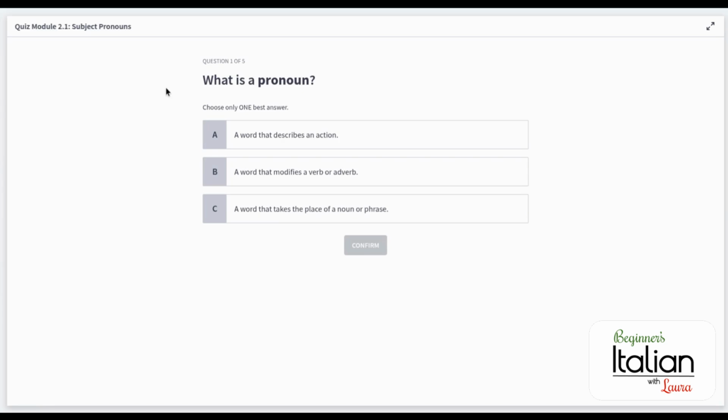Number 1, what is a pronoun? Choose only one best answer. A, a word that describes an action. B, a word that modifies a verb or adverb. Or C, a word that takes the place of a noun or phrase.